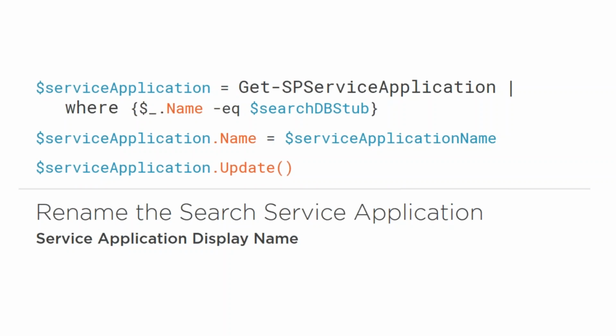Then afterwards, we came back and we grabbed an instance of the search service application, using the name of the search stub. And then we just set the service application.name attribute to the actual name we want to see in the user interface. And then we call service application.update, and that will set the new name. So we kind of do it in 2 steps, and that gives us those pretty looking database names.